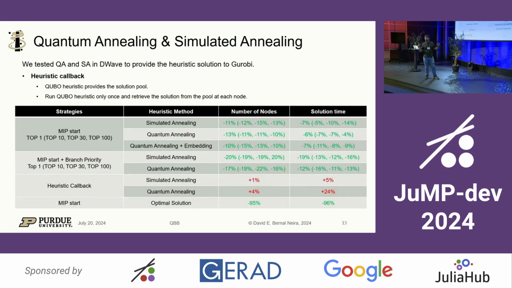Okay, what if you eventually add a quantum annealer to this? You can reduce basically by 17 and 12% the number of nodes and the amount of time. And this is feeding either 1, 10, 30, or 100 solutions that are found by these methods, because they excel at giving you a very broad variety of solutions very efficiently. This is in 2 milliseconds.